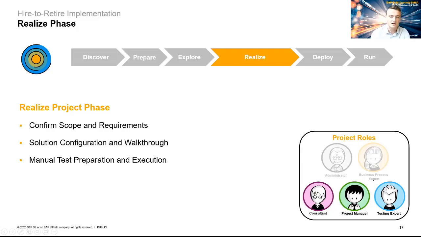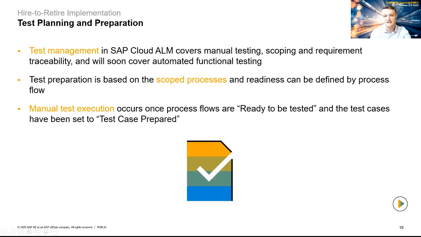So the roles we're going to have are just the consultant, the project manager, and the testing expert. Now, test management itself within SAP Cloud ALM currently covers manual testing, but for any of you who've attended some of the testing sessions, you'll be aware that automated testing is on its way. Test preparation itself is going to be based on the scope processes, which I'll show you, and its readiness can be defined by the process flow. And manual test execution, which we now have available, is again based on ready to be tested, and it's only available if your test cases are prepared.